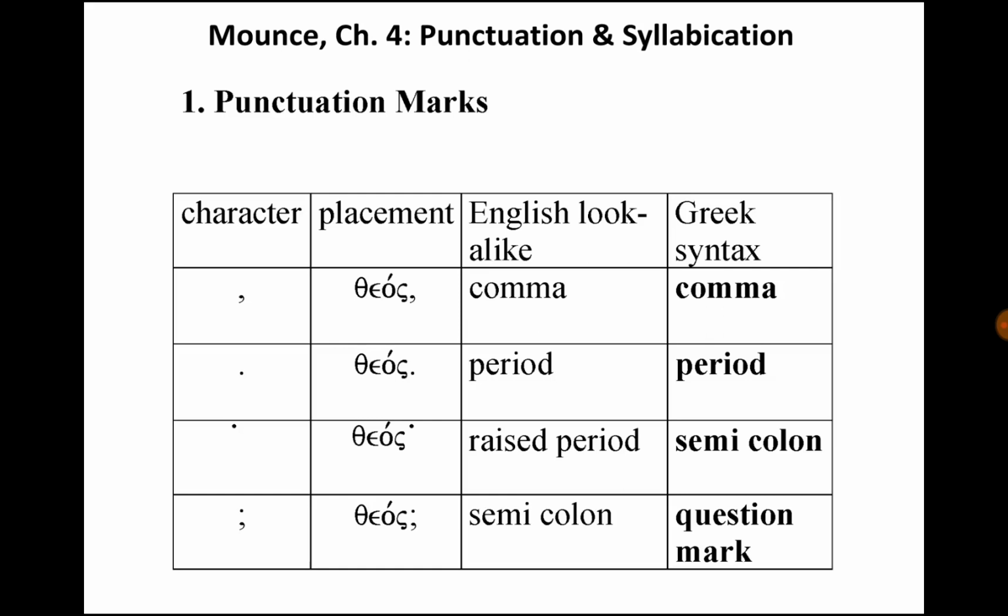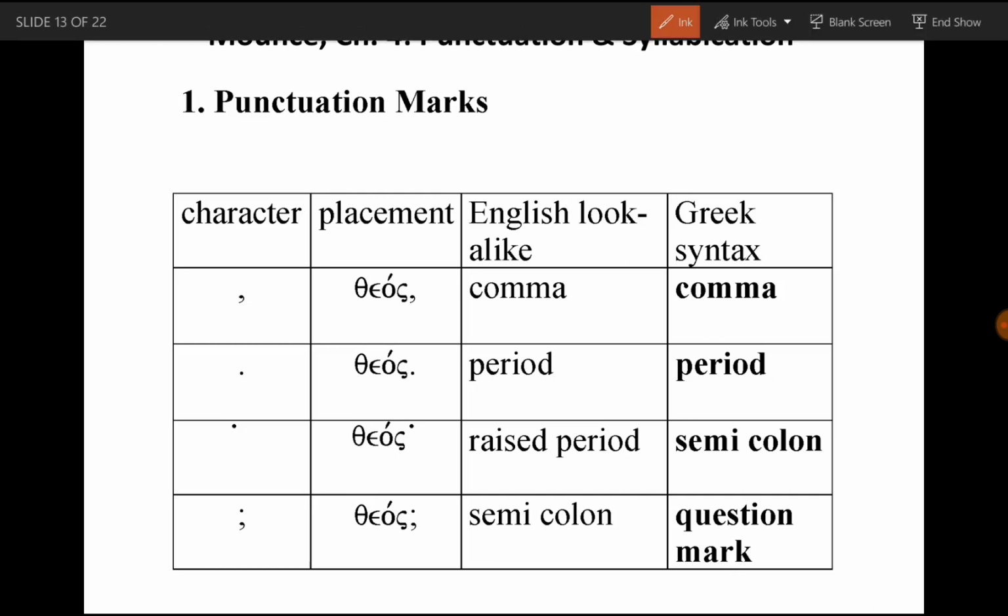In terms of punctuation, there's actually four main punctuation marks used in the typical Greek sentence. These include the comma, and you can see where it's positioned here relative to the Greek word theos, which means God. This raised period, the period, which is located typically where we would expect the period to be. And the comma and the period function in Greek in the same way that it does in English.